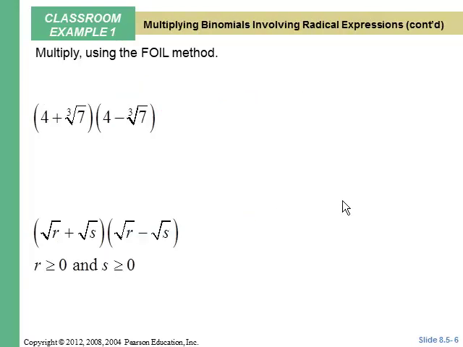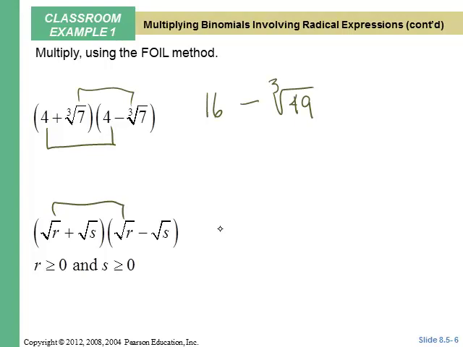Next one. Firsts, 16. Lasts, the third root of 7 times the third root of 7 is minus the third root of 49. Okay, firsts, root of r times the root of r is the root of r squared, which is r. Outsides and insides are going to cancel, so it'll be minus s.